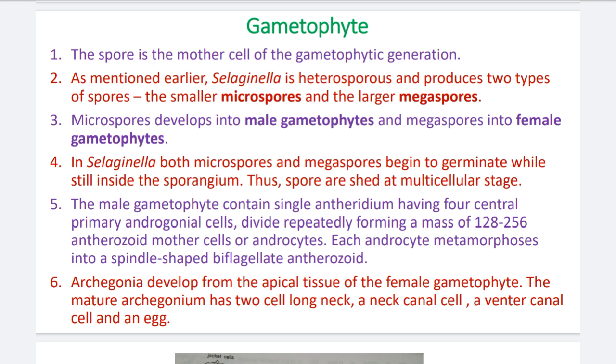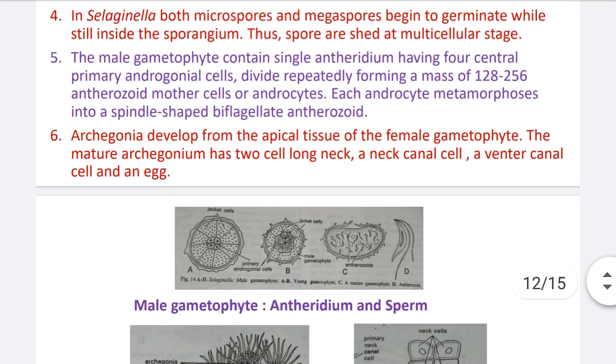Number 6. Archegonia develop from the apical tissue of the female gametophyte. The mature archegonium has a 2-celled long neck. The neck is the upper part of the archegonium. Then there are the neck canal cell, a venter canal cell, and the egg. These are the parts of the archegonium.